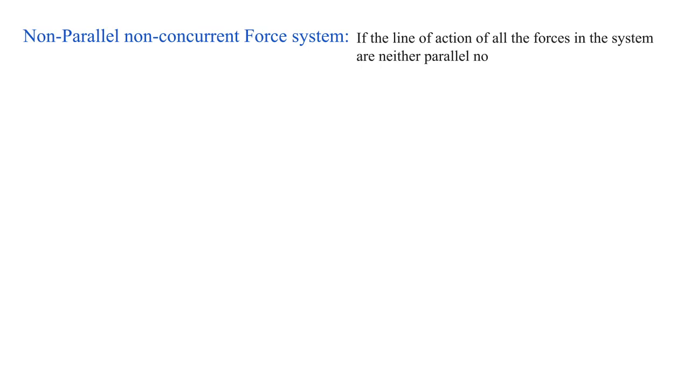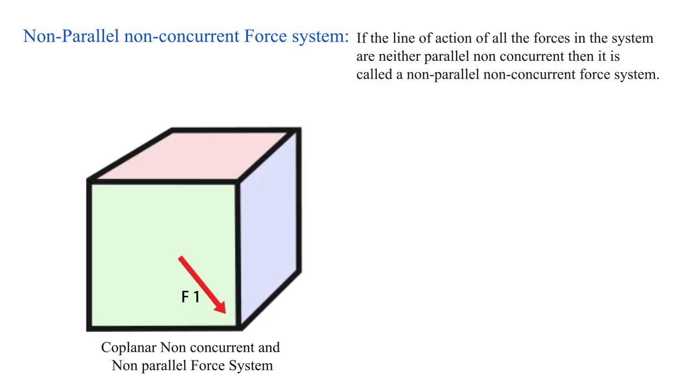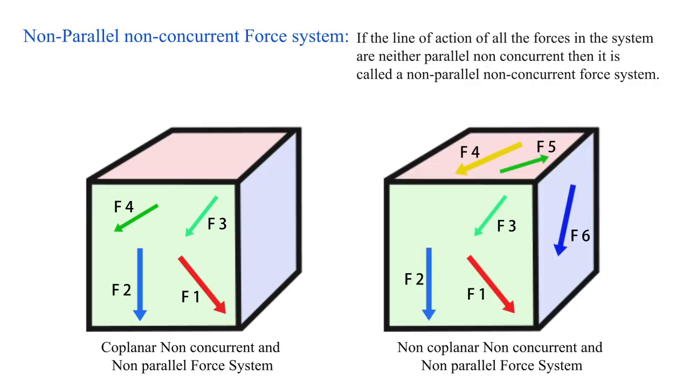Let us see non-parallel non-concurrent force system. If the line of action of all the forces in the system are neither parallel nor concurrent, then it is called a non-parallel non-concurrent force system. The first cube shows F1, F2, F3, and F4 forces. The line of action of all forces in the plane are neither parallel nor passing through a single point, and in the second cube forces also seem to be neither parallel nor passing through a single point, so we can say that these two systems are non-parallel non-concurrent force systems.